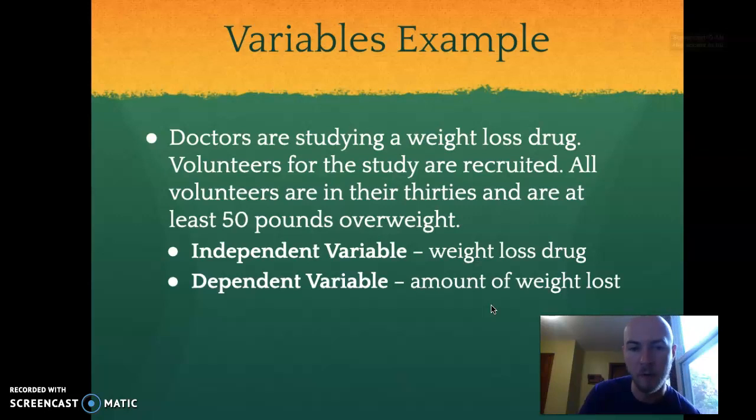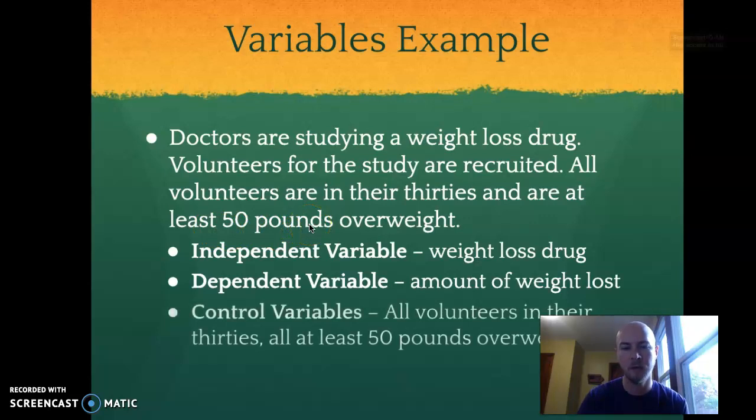All right, so third variable, let's think here. What are we controlling in this experiment? What are we keeping the same? And what I always think helps me out is that the word all is very important here because it says all means that everybody has to have these things. All people have to have these, and that is being in their 30s and 50 pounds overweight. So that's what we're controlling. We're saying everybody in this study, the people that we recruited, have to be in their 30s and 50 pounds overweight.